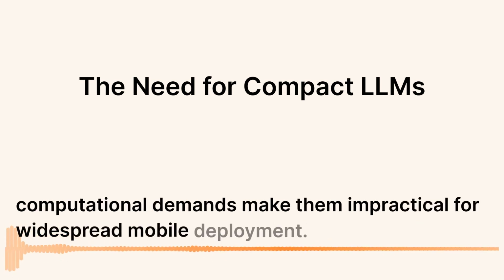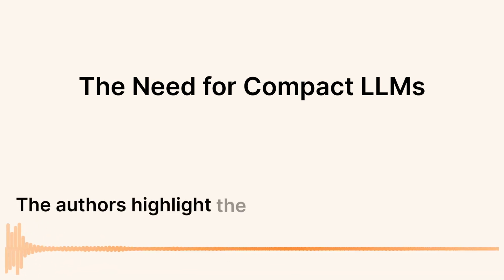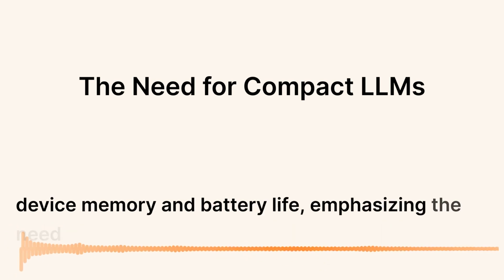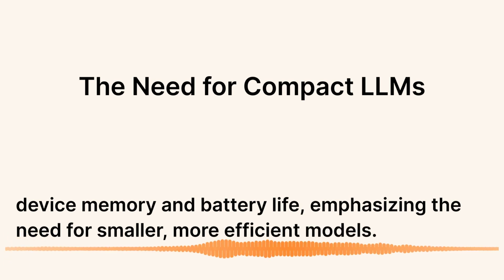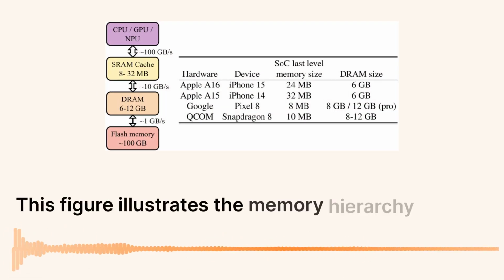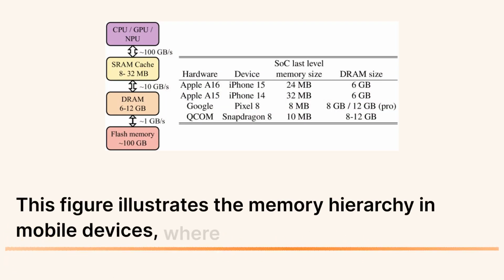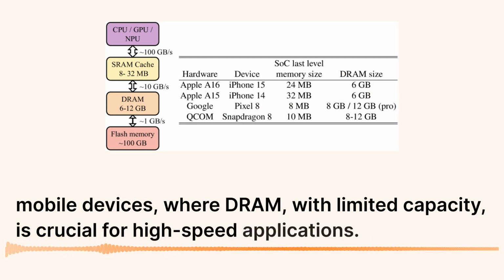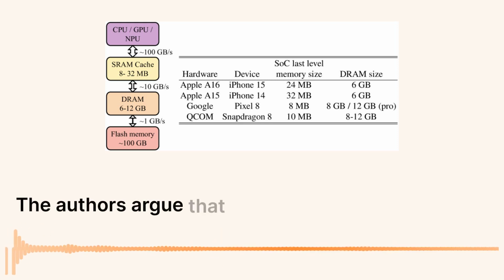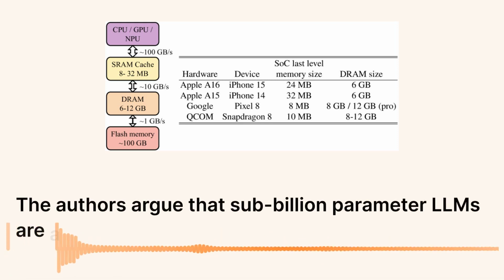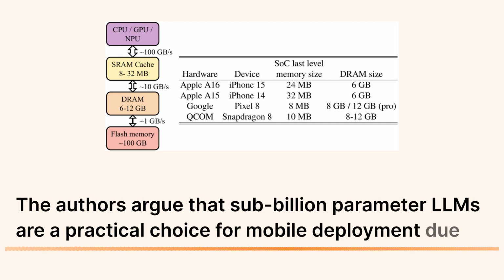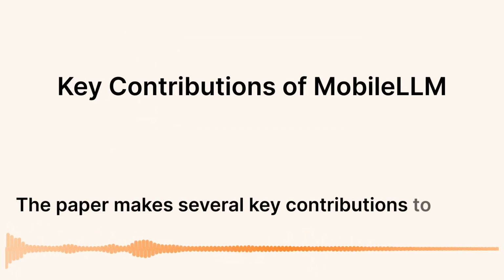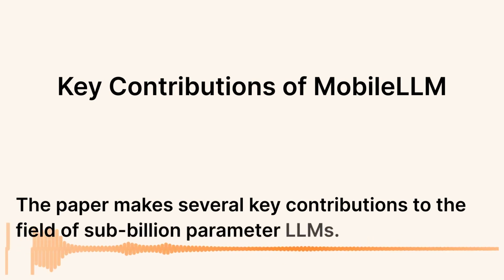for widespread mobile deployment. The authors highlight the limitations of mobile device memory and battery life, emphasizing the need for smaller, more efficient models. This figure illustrates the memory hierarchy in mobile devices, where DRAM, with limited capacity, is crucial for high-speed applications. The authors argue that sub-billion parameter LLMs are a practical choice for mobile deployment due to these memory constraints. The paper makes several key contributions to the field of sub-billion parameter LLMs.